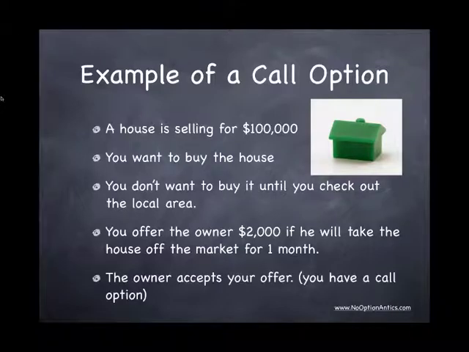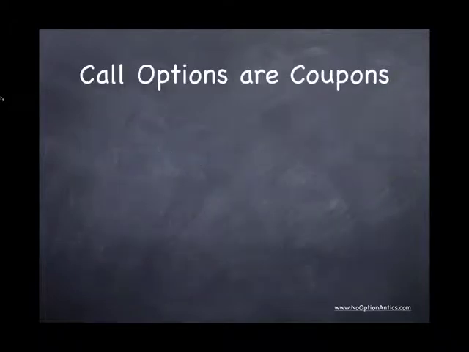So if the owner accepts this, then what you now have is a call option. You have the right to buy something, in this case the home, for a set price, in this case $100,000, for a set amount of time, in this case 1 month. Now, there's your call option in a nutshell.